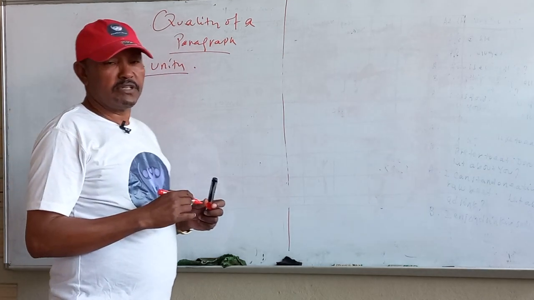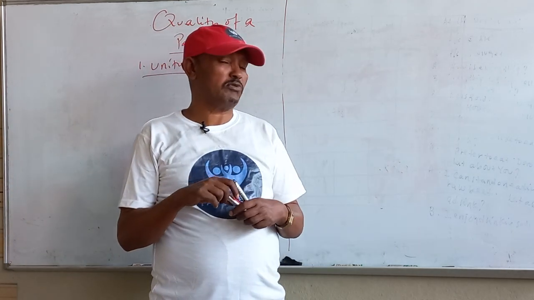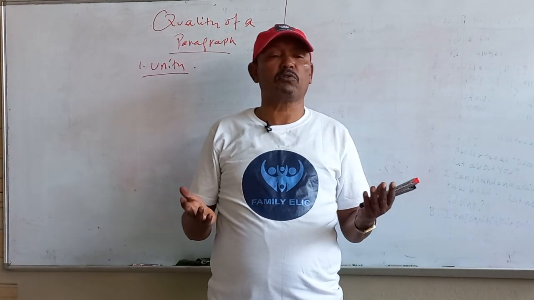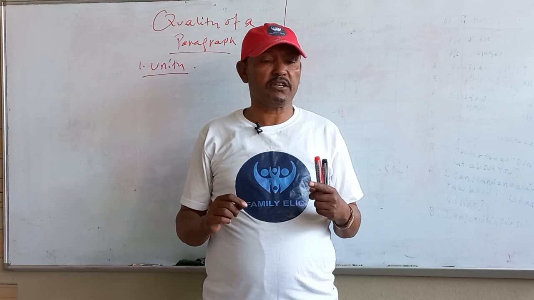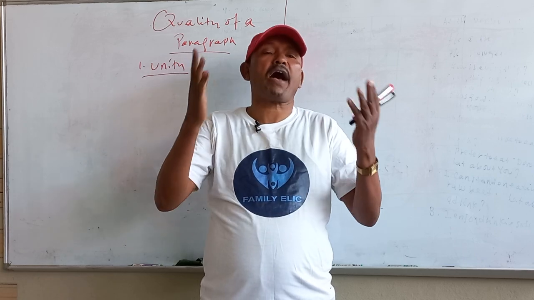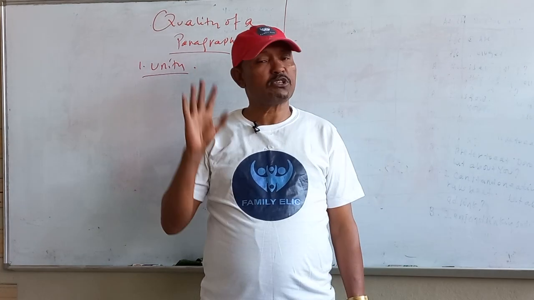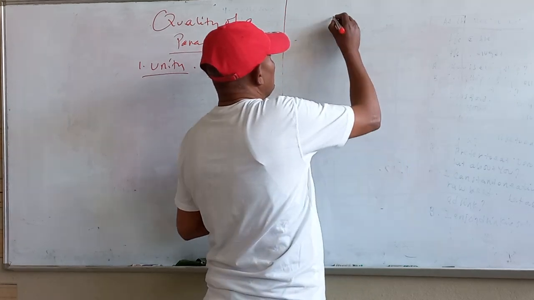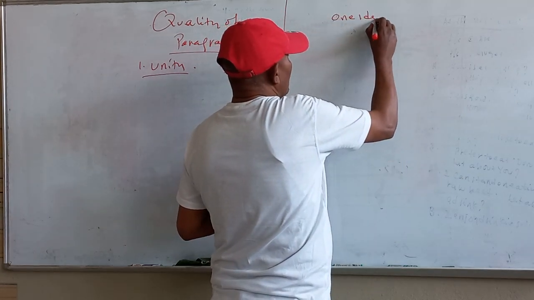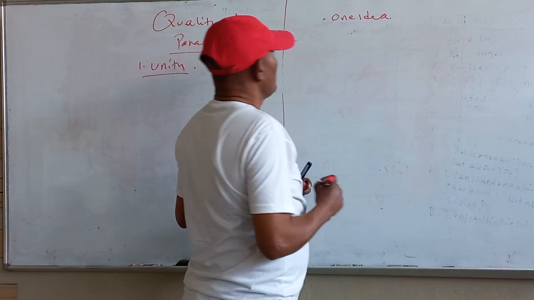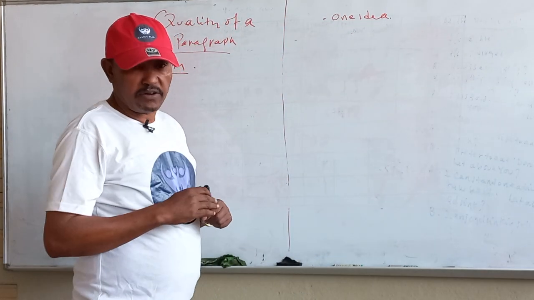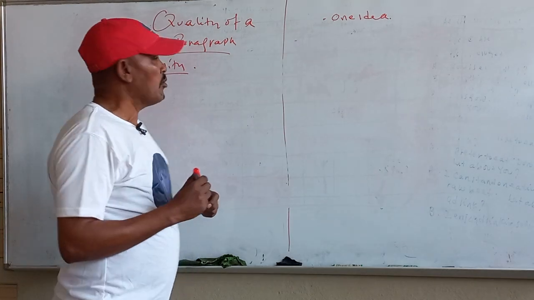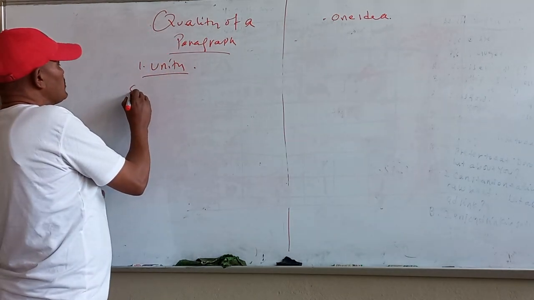A paragraph is a way of writing ideas, what we feel or what we want to express or think to write. When we think about a paragraph, it only deals with one idea. That's called a paragraph here. To make a meaningful paragraph, we have some qualities. The first quality is unity. What does unity mean? Singleness of idea.